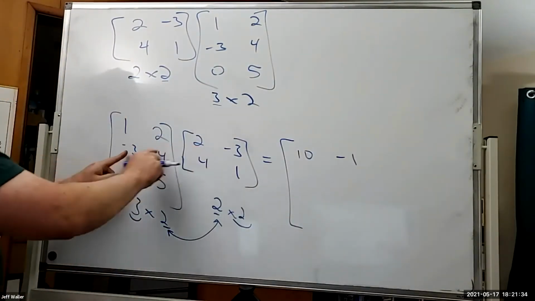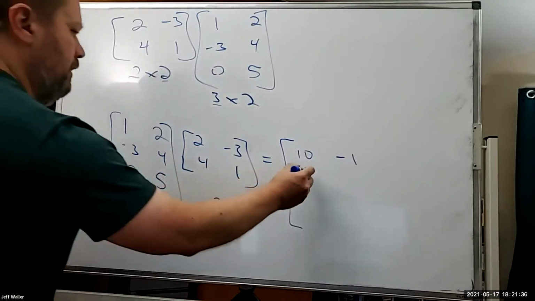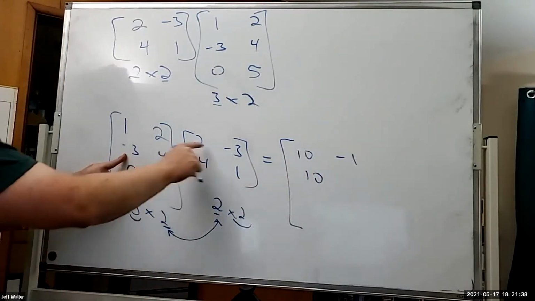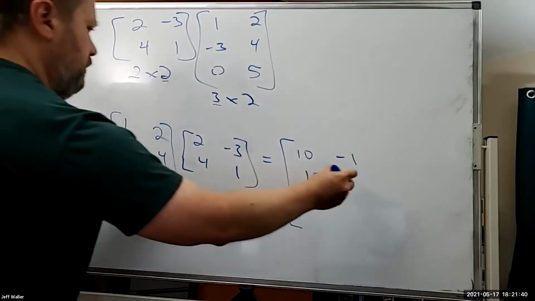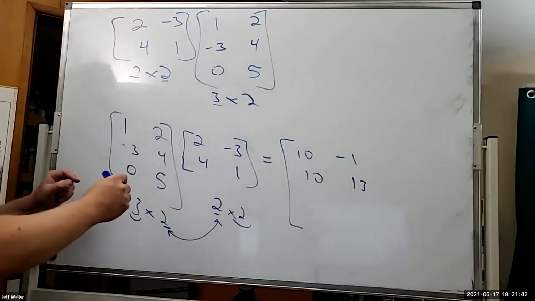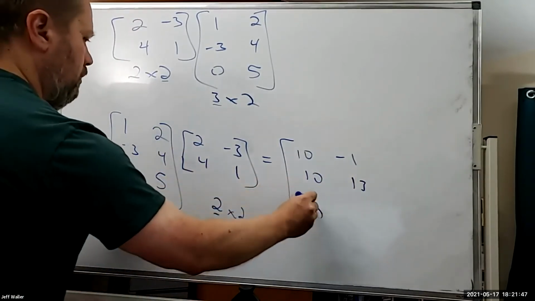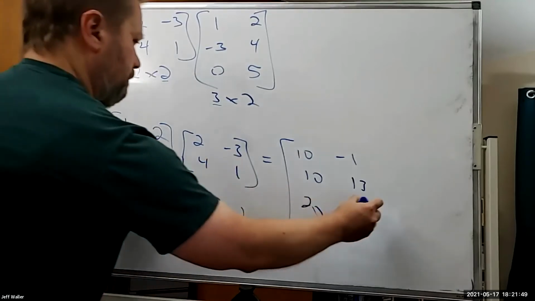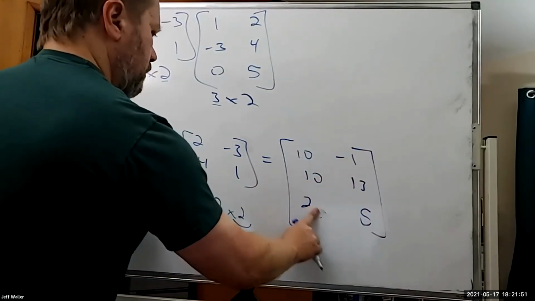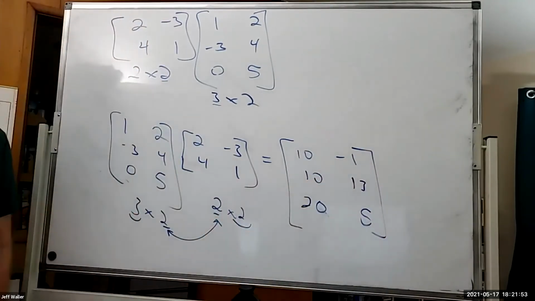So I get -6 and 16 is 10. That's neat. And then I get 9 plus 4 is 13. Then I get 0 plus 20. And I get 0 plus 5. Get in there. Okay.